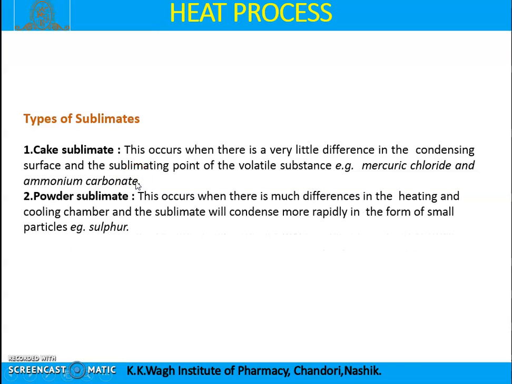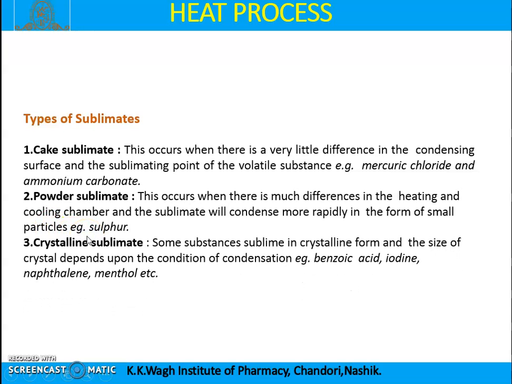Then the second type of sublimate is powder sublimate. This occurs when there is a large difference between the heating and the cooling chamber. The sublimate will condense more rapidly in the form of particles. Example of it is sulfur. Then the third type is crystalline sublimate.